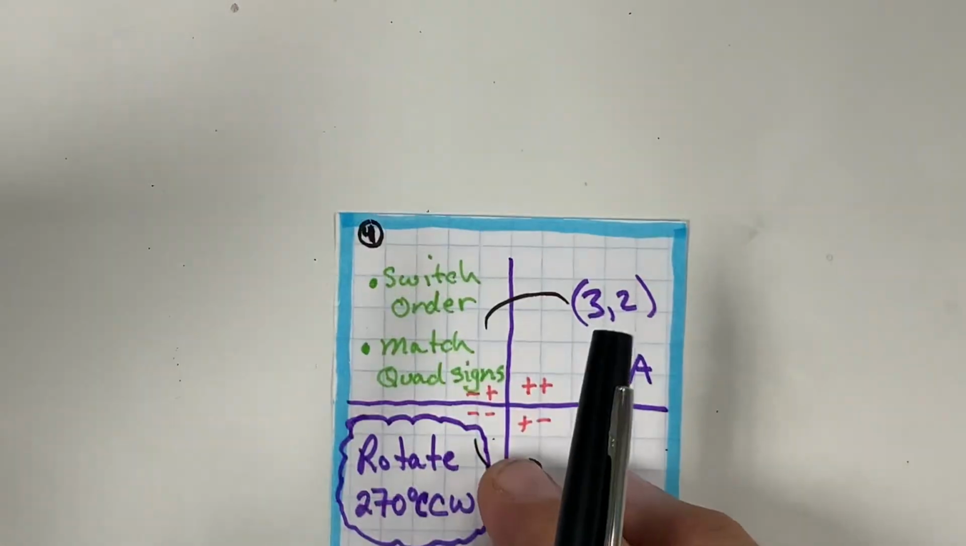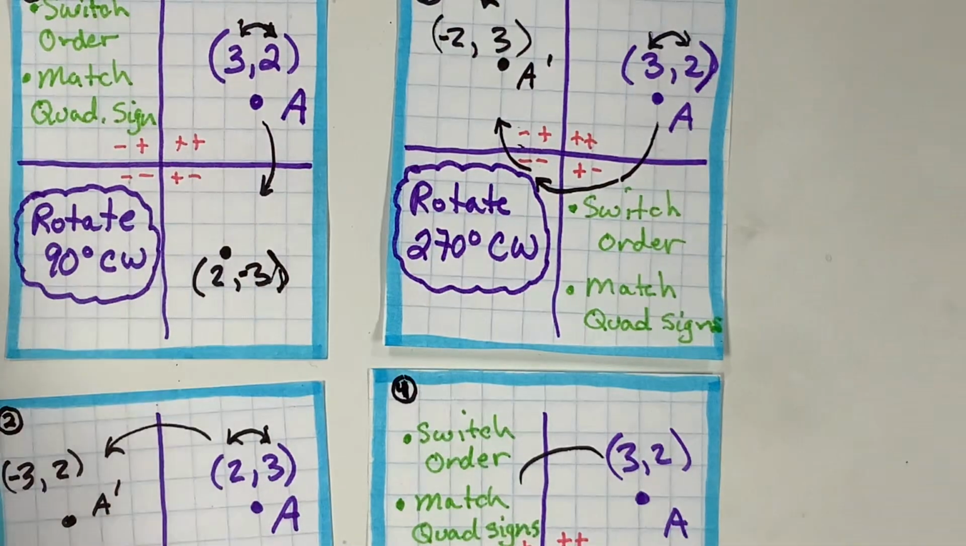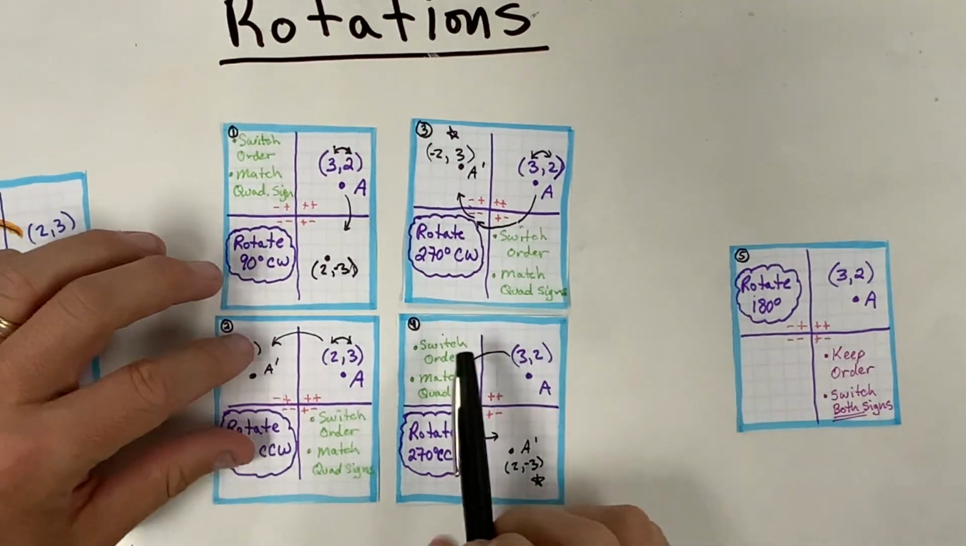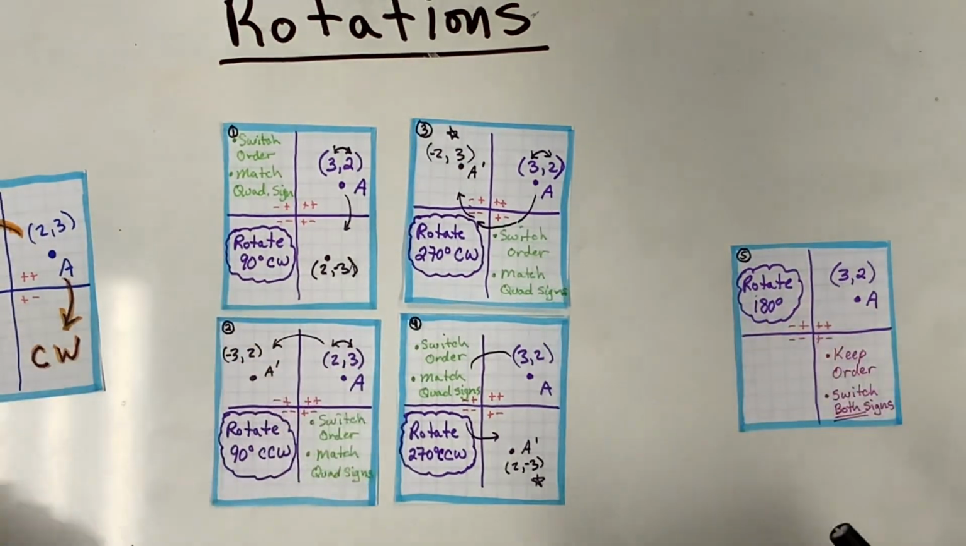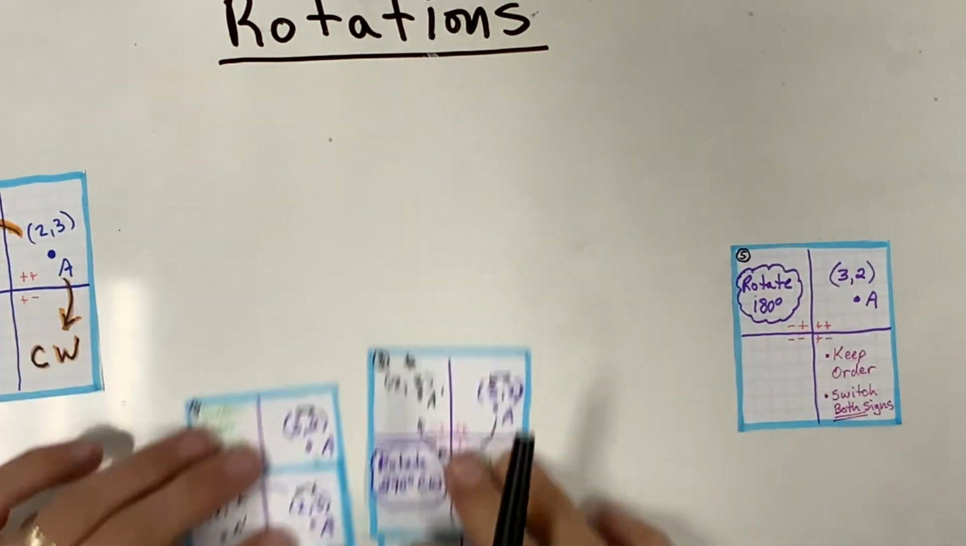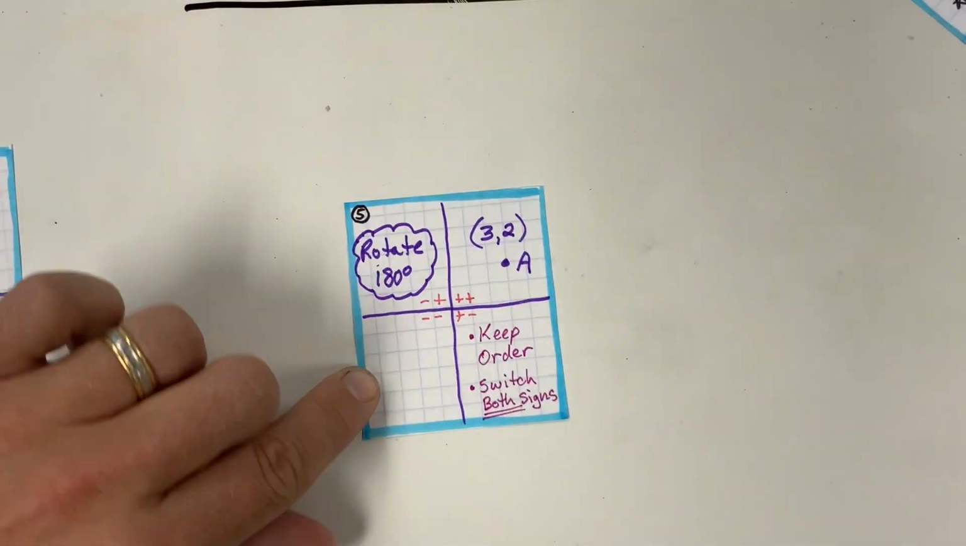So no matter what kind of problem you're doing, whether it's 270 rotations or these 90-degree rotations, they all are going to do this idea of switching the order and matching the quadrant signs. Hopefully that part helps. Now, the last part is what do you do when you have a rotation that's 180 degrees? This is our last one to focus on.